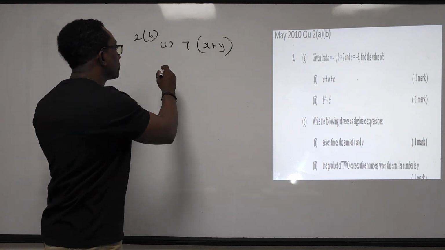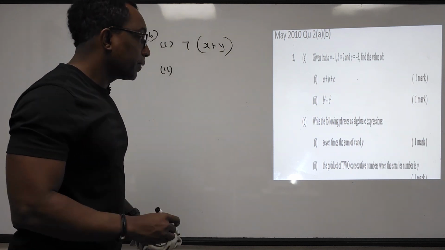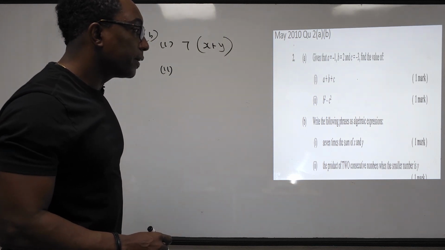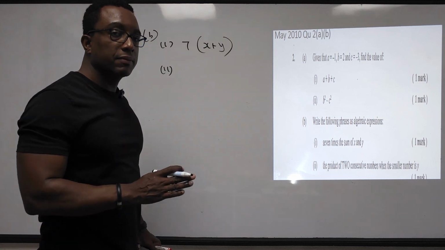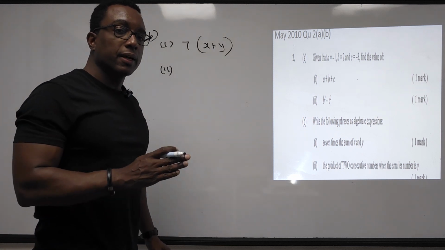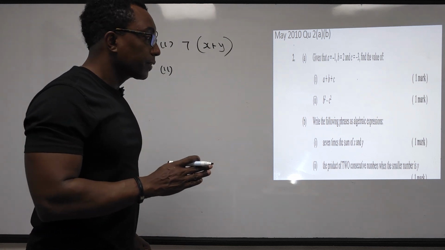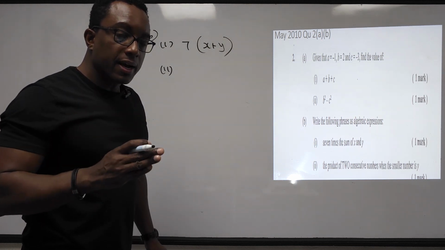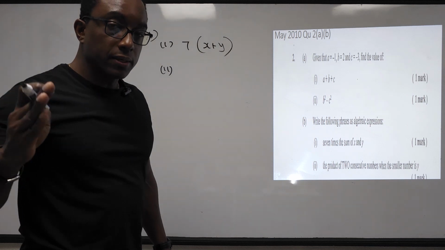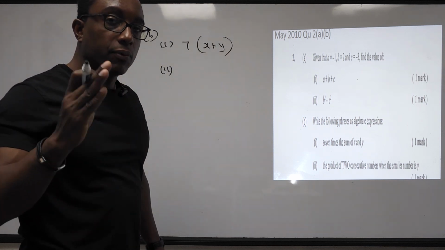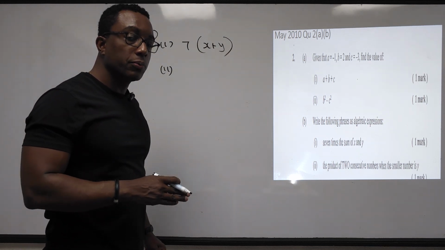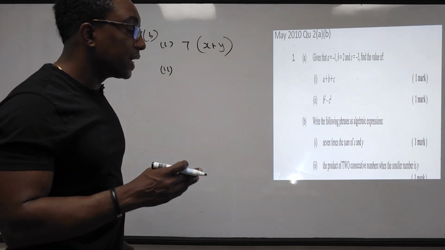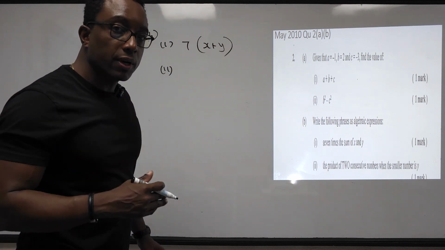So 2, the product of 2 consecutive numbers when the smaller number is y. So we have 2 consecutive numbers. Of course, we are looking at numbers where one comes directly after the other by, of course, adding 1. So, for example, 2, 3, 4, 5 are consecutive numbers. So we increase by adding 1. So we have the product of 2 consecutive numbers when the smaller number is y.